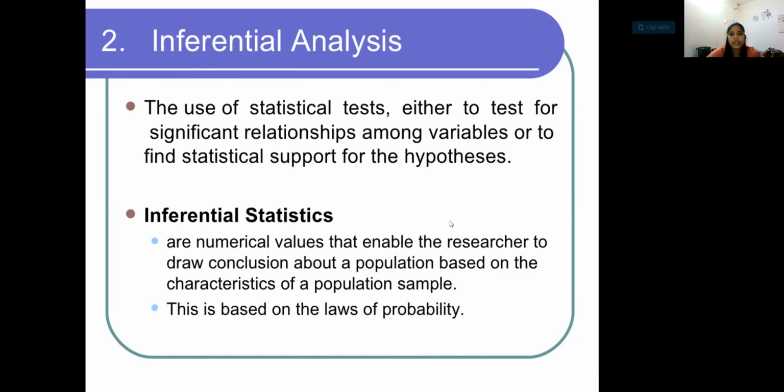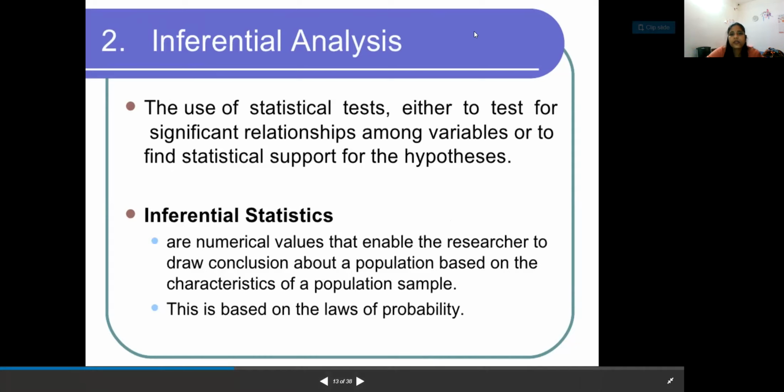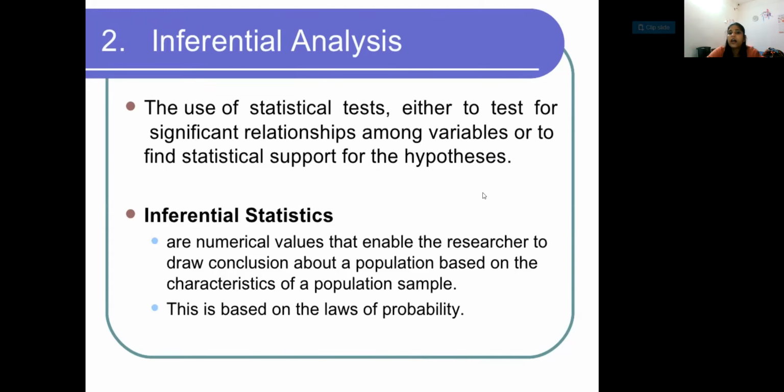Okay, next we are coming to inferential statistics. Okay, this uses statistical tests either to test for significant relationships among variables or to find statistical support for hypotheses. Okay, with inferential statistics we are able to identify, we can calculate the association between two variables, the knowledge and the demographic variable.